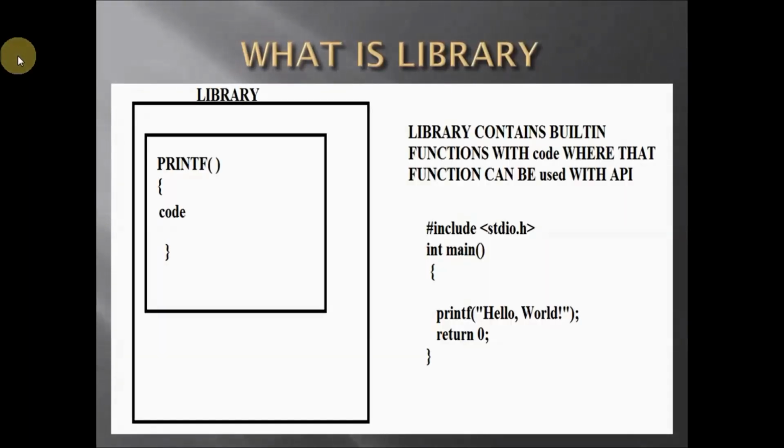First of all, before understanding what a thread library is, you should understand what a library is first. A library contains built-in functions with code, right? For example, if you are writing a C program, the C library contains built-in functions like printf and scanf, along with the code of printf and scanf. Why do we have to store these library functions? Because these functions contain the code.